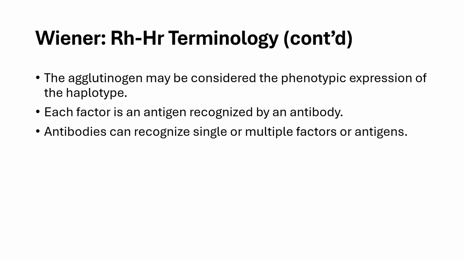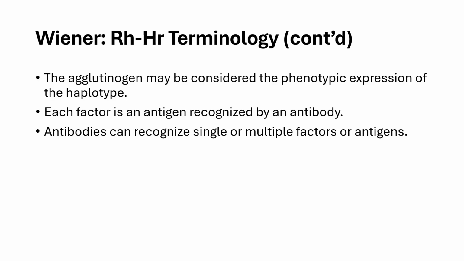For immunologic expression, the agglutinogen, which is that complex antigen, is a phenotypic expression of a haplotype. A haplotype, just as a reminder, is a set of genes inherited together from a single parent.